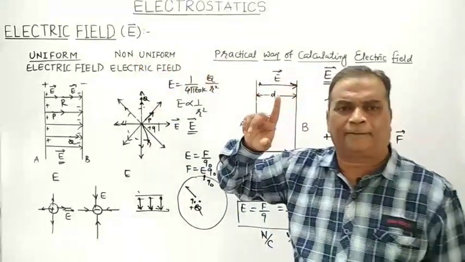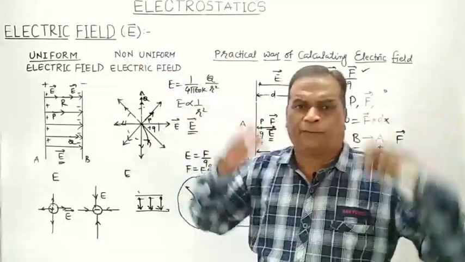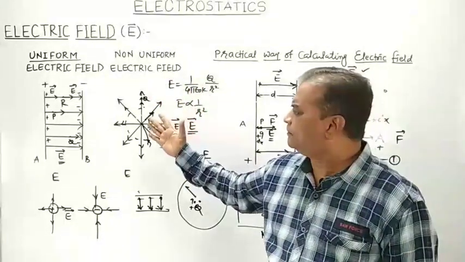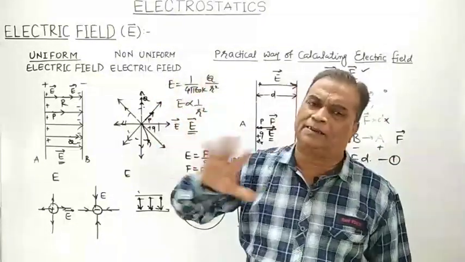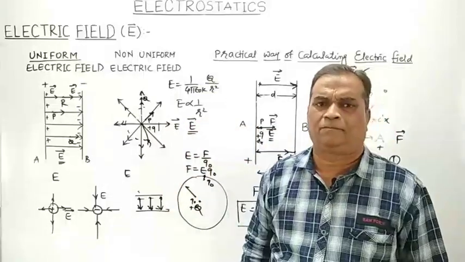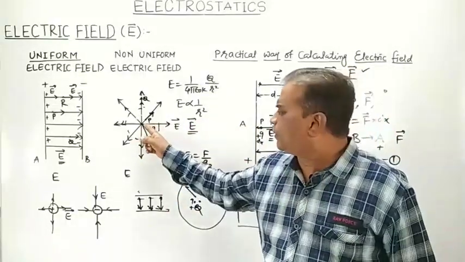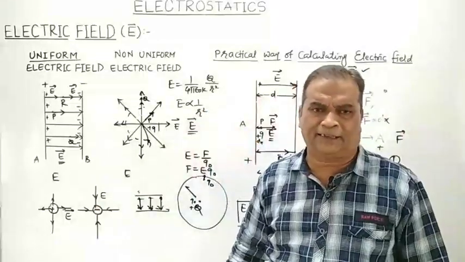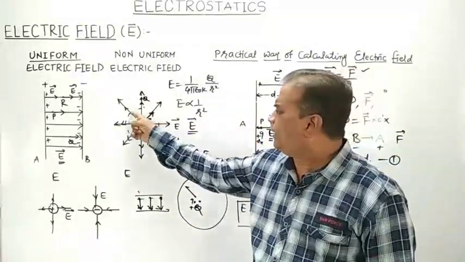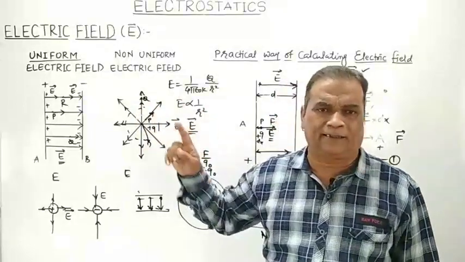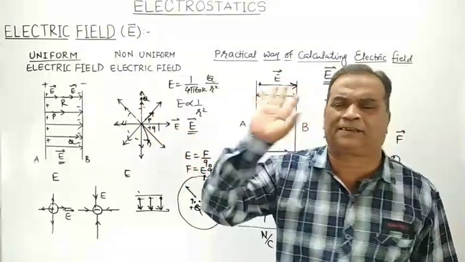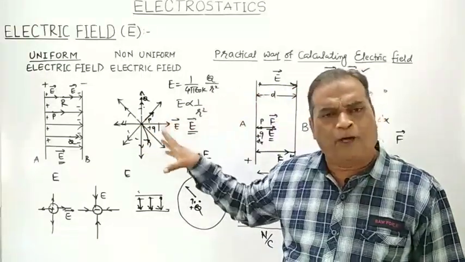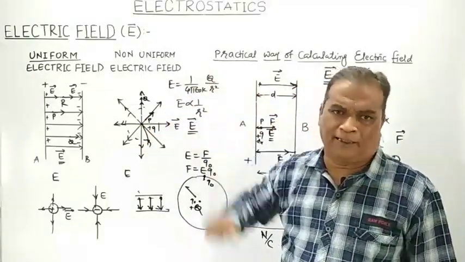Non-uniform electric field: the electric field in which both magnitude as well as direction at all the points are not the same, they are different. The electric field produced by a point charge in its surroundings is spherical in shape. Electric field at different points, their magnitude is different, their direction is different. So that's why the field produced by a point charge is a non-uniform electric field.